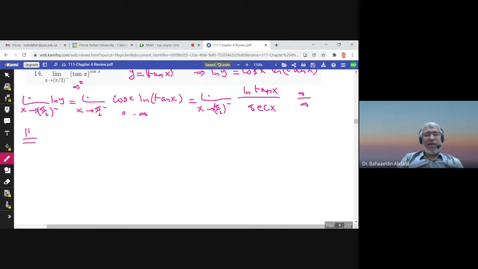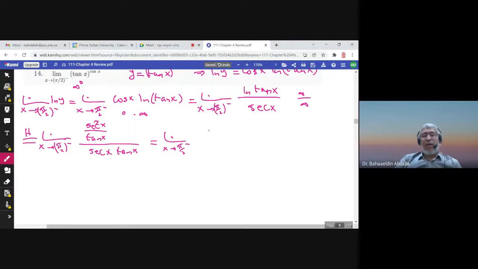So now I can use L'Hopital's rule. The derivative of ln tan x is 1 over tan x times derivative of tan, which is secant square x. Derivative of secant x is secant x tan x. Well, simplifying this, I have secant square. Tan will come here, multiplied, so it would be secant tan square, because I'll multiply by this tan. Now this will go with this, and I'll have secant over tan square.